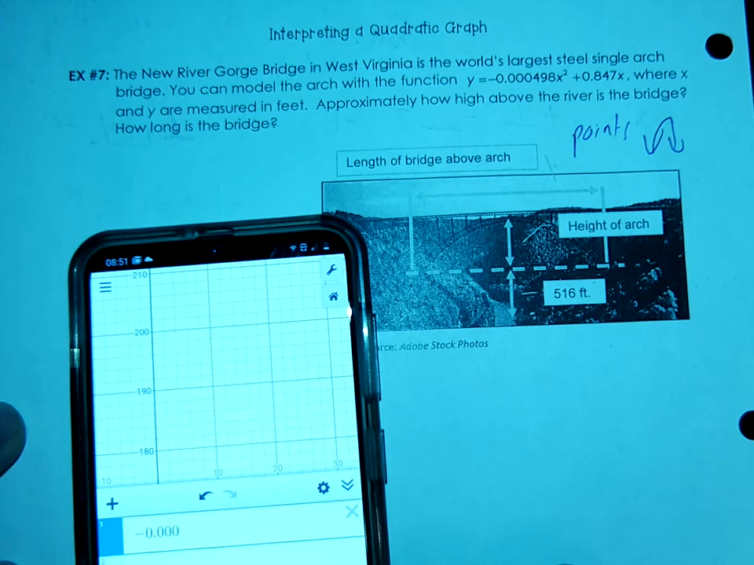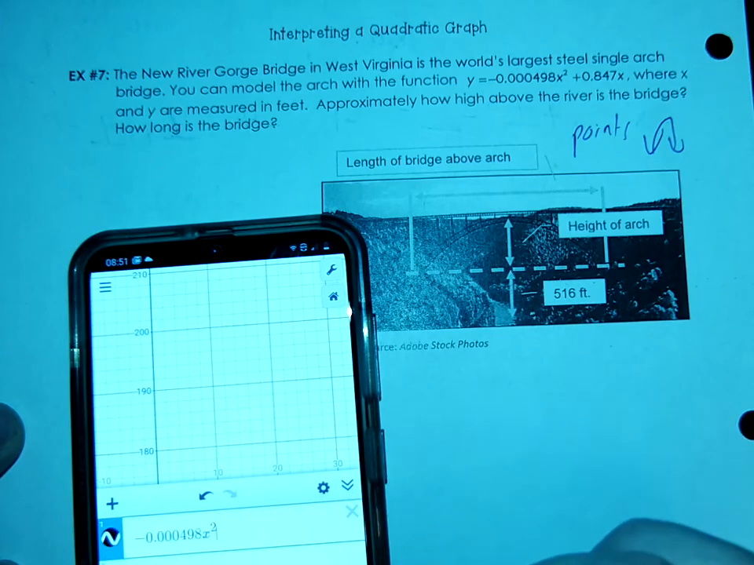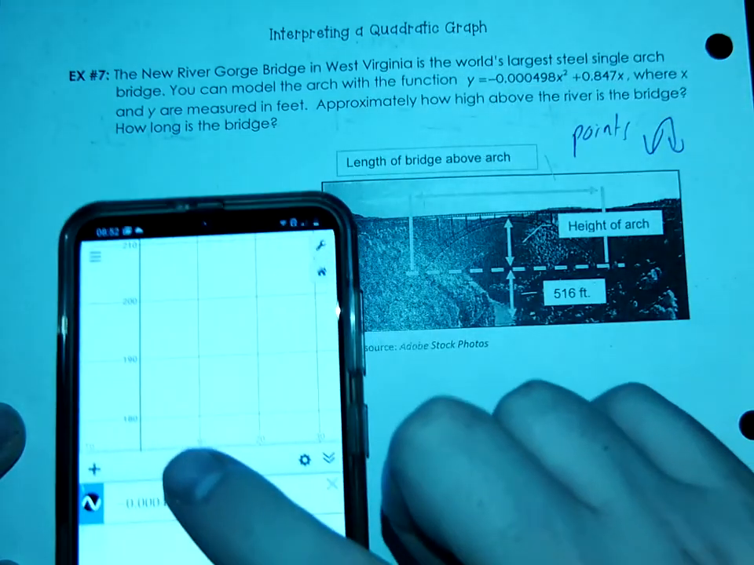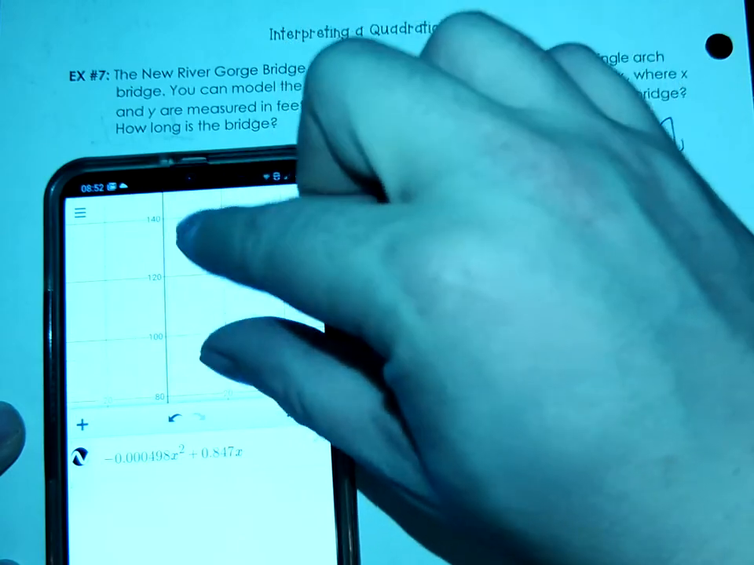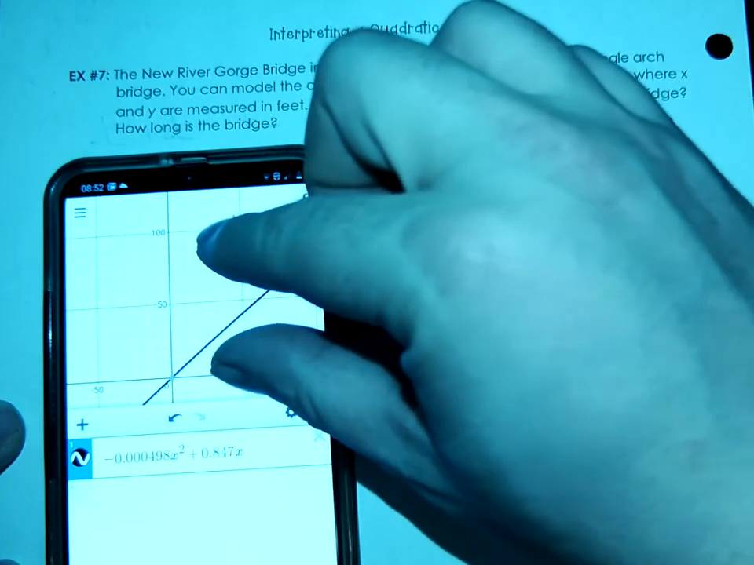0, 0, 0. So 3 zeros is 498 x squared. Then plus 0.847 and an x. So there's my graph. Now I don't see anything on my screen. Well, that's because I'm in the wrong spot. I'm not looking for where I need to be. So again, I'm going to have to find where we're supposed to be.